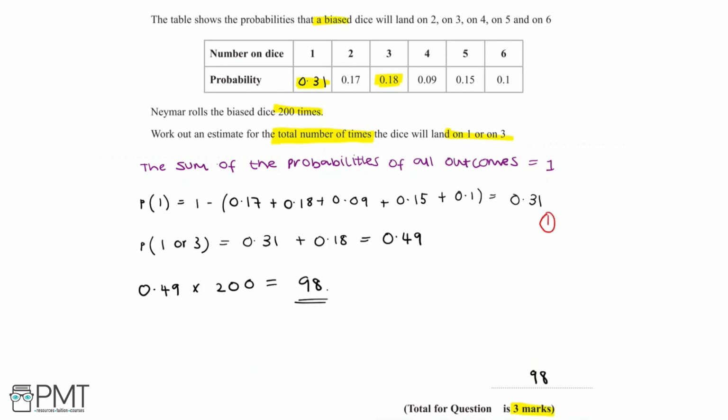Now the second mark is for finding the probability of getting 1 or 3, and then multiplying this by 200 in order to find the number of times the dice will land on 1 or 3. And we showed our work in here. We said P(1 or 3) equals 0.49, and we multiplied this by 200, and that's our second mark. And that final mark will be for getting the correct answer of 98, which we've shown in our answer box below.